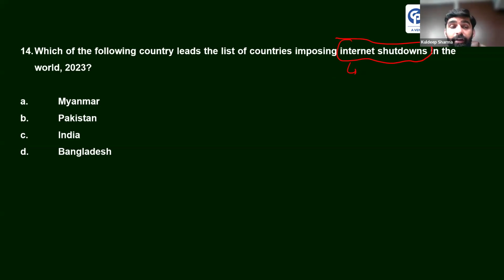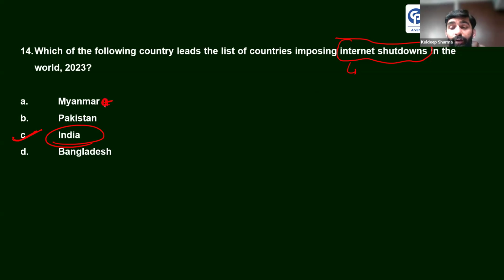You have to tell me, as per one of the reports, which country leads the list of countries in which the maximum number of internet shutdowns took place in the year 2023. Four options: Myanmar, Pakistan, India, Bangladesh. The answer is actually India. India has caused the most number of internet shutdowns. However, if it comes to the longest shutdowns, then the answer would be Myanmar.